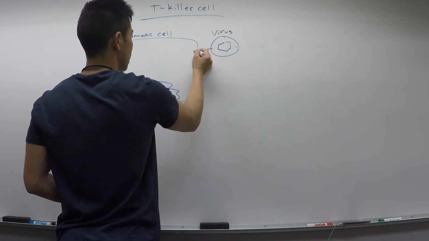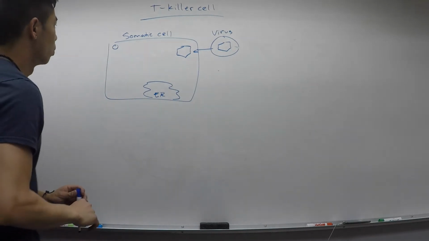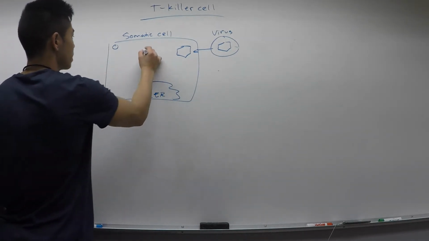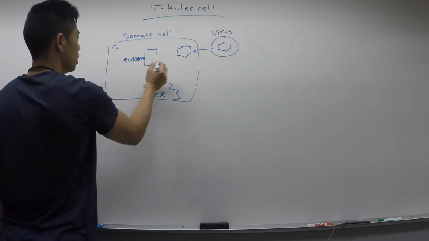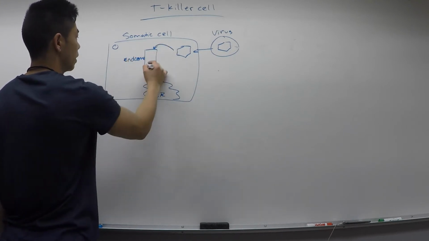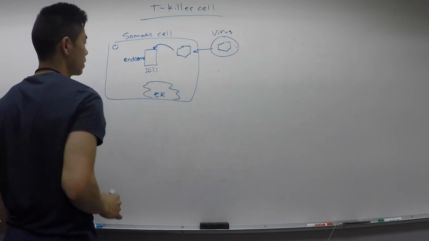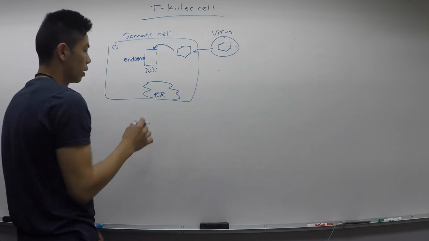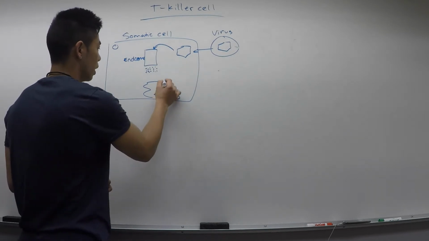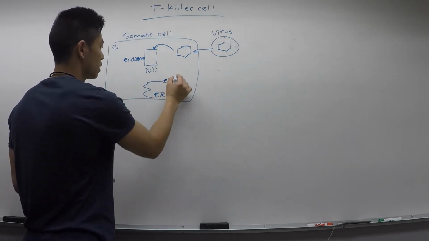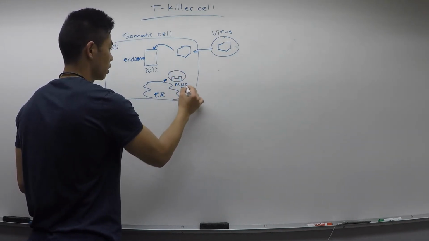So this virus is going to come in and release the virus into the cytoplasm of our somatic cell. What this cell is going to do is it's going to have this thing known as an endosome. This endosome is going to take in this virus here, and it's going to produce these little epitopes, or little amino acids, of our virus. And our ER, or our endoplasmic reticulum, is going to produce a little something different, and this is going to be known as an MHC1 complex.